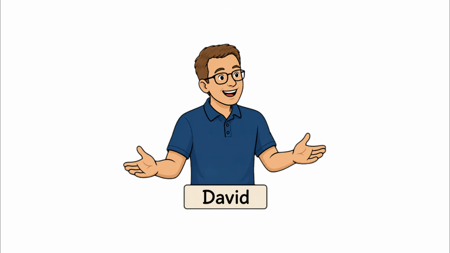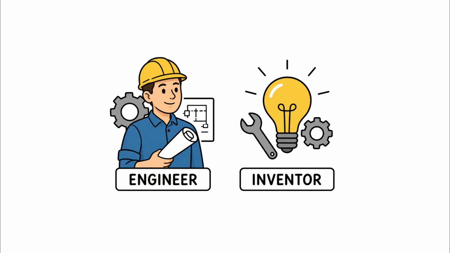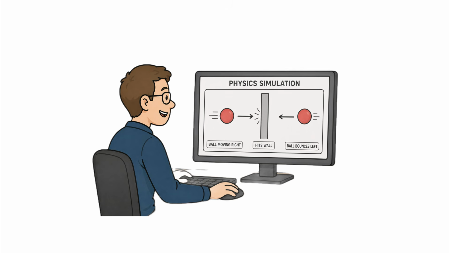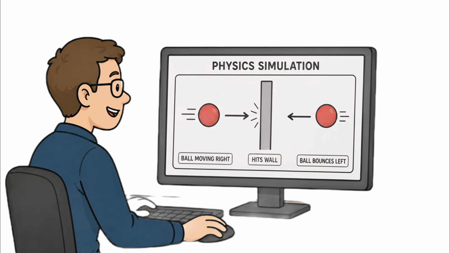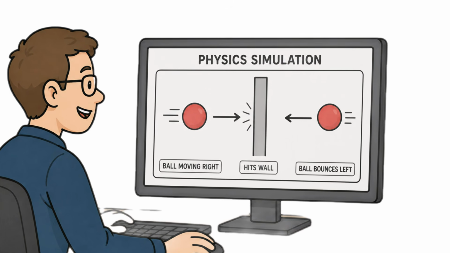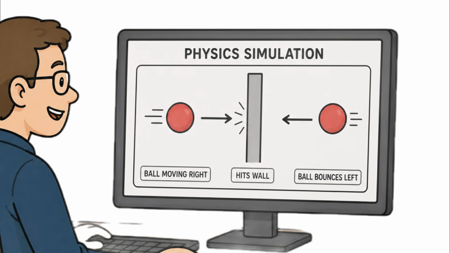The first guy is David Baszucki. He's an engineer and inventor. Years earlier, he built a program called Interactive Physics. Basically a virtual sandbox where students could test out physics. Drop a ball, it falls. Build a wall, it collapses. Simple stuff, but at the time, pretty mind-blowing.